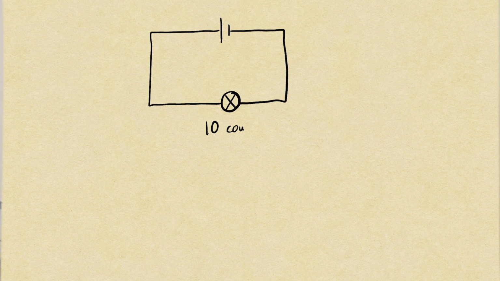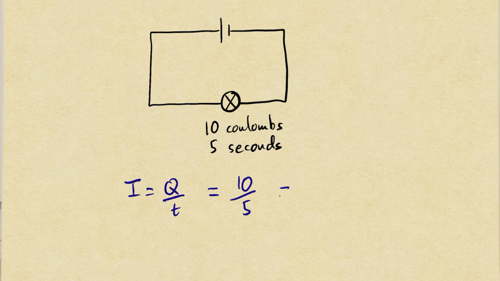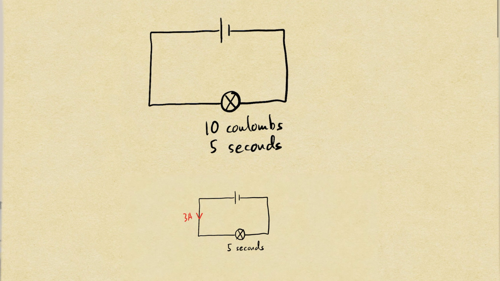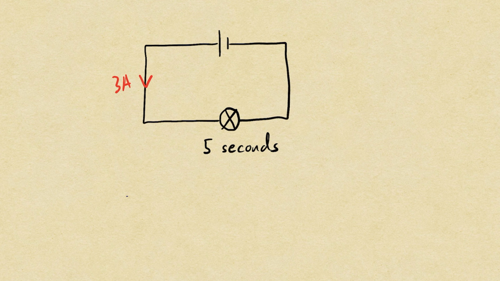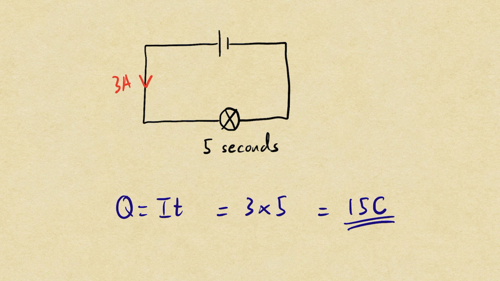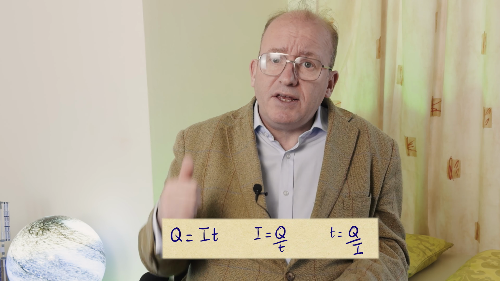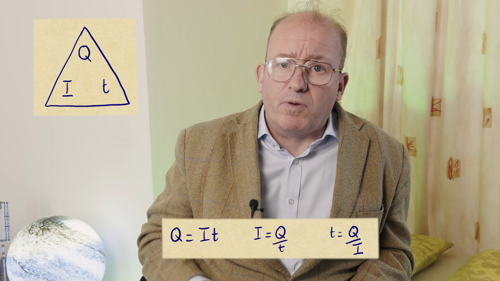Here, 10 coulombs are flowing every 5 seconds. What is the current? Current equals charge over time. So current equals 10 over 5, which equals 2 amps. In this circuit, how much charge can a current of 3 amps supply in 5 seconds? Well, charge equals current times time, and so charge equals 3 times 5, which equals 15 coulombs. The equation can be written in 3 ways, and here's also the triangle if you find that useful.